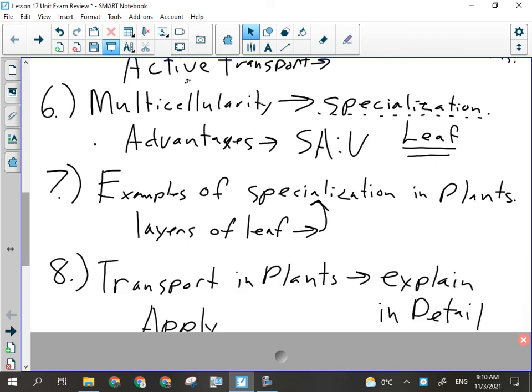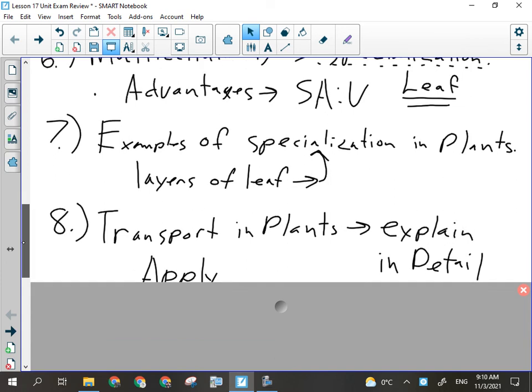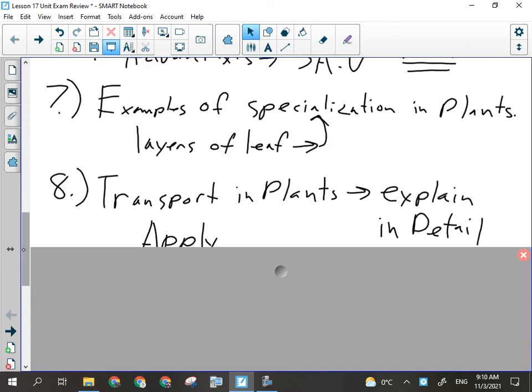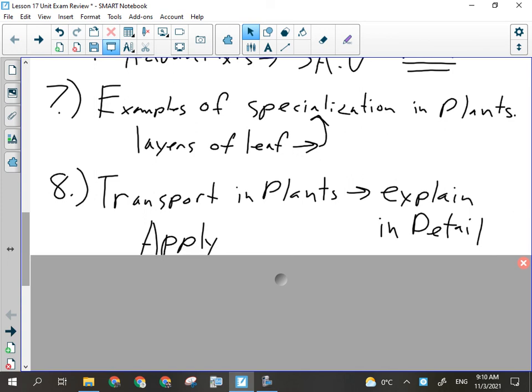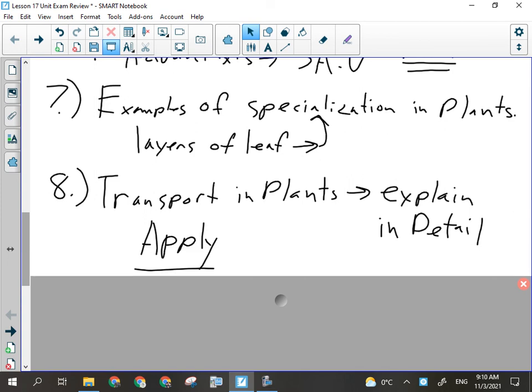Okay, transport in plants. Be able to explain in detail how both water and sugar are moved in the plant. What tubes move them, what direction they move them in, and what forces are involved. And there may be an application question as well. And it could be very similar to something in the analysis for the plant transport lab.